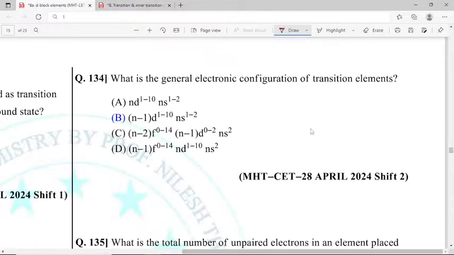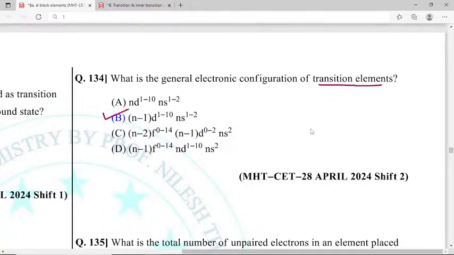What is the general electronic configuration of transition elements? Transition elements show the electronic configuration (n-1)d 1 to 10 ns 1 to 2.